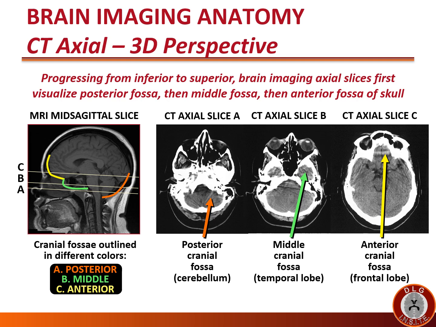The next slice up, going higher, the axial slices go through the middle cranial fossa, outlined in green and shown with the green arrow on slice B. Then higher up, the axial slice shows the anterior cranial fossa, where the frontal lobe sits. And this is outlined in yellow with a yellow arrow. So as you go up from the bottom to the top of the brain on axial images, you'll see the brainstem in the posterior fossa, then the temporal lobes in the middle cranial fossa, and then finally the frontal lobes in the anterior cranial fossa.